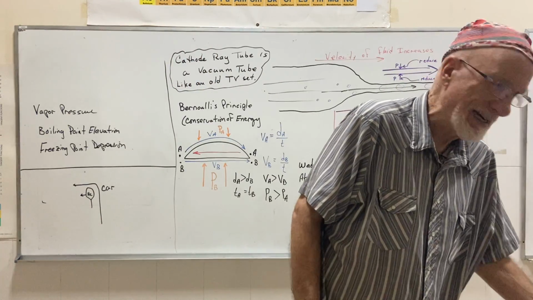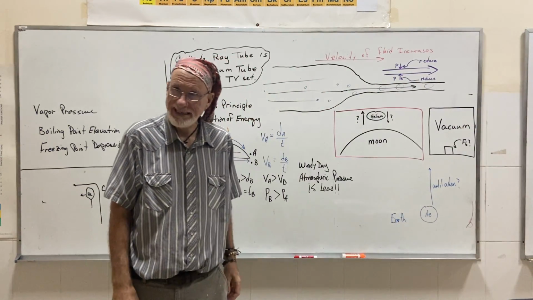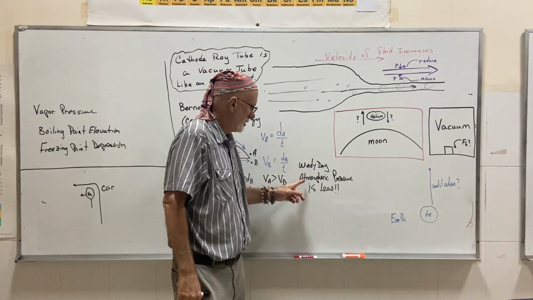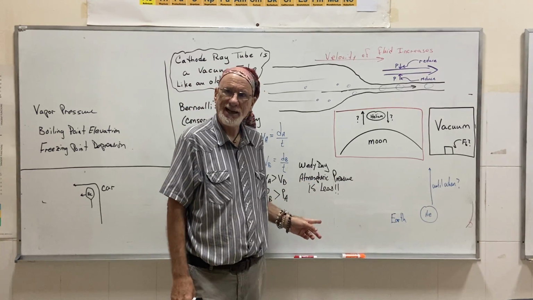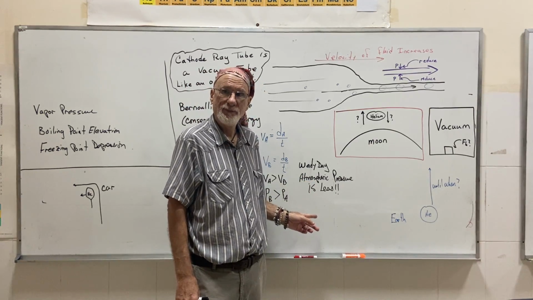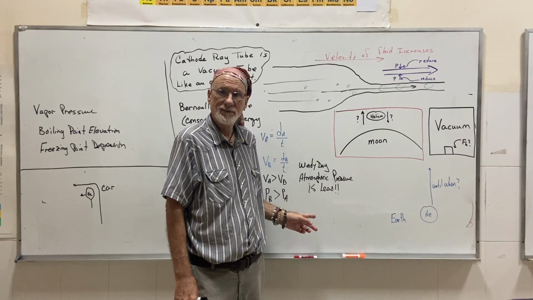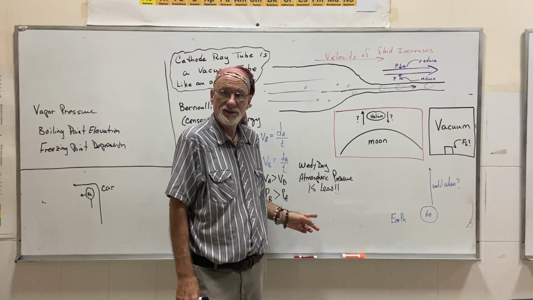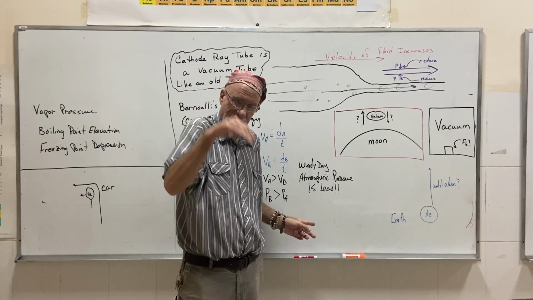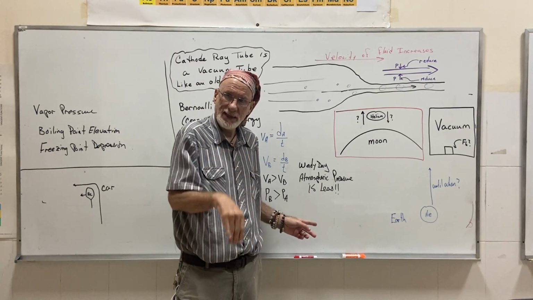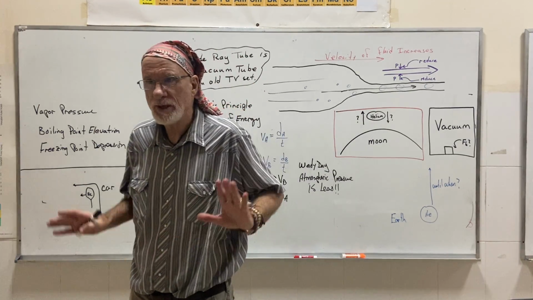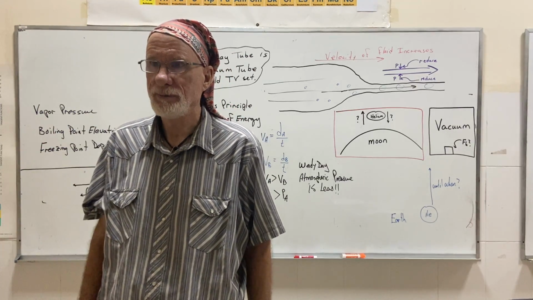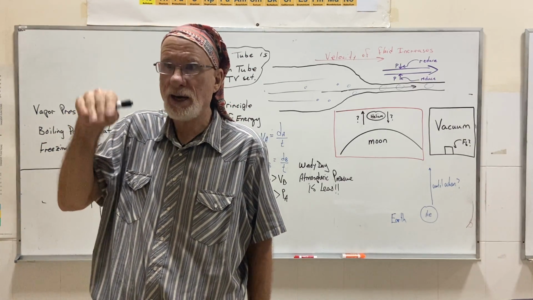Therefore, on a windy day, atmospheric pressure is less. On a windy day, it's less. It is. On a windy day, the downward pressure is less. If the wind's blowing right at you, Mohammed, the pressure on you is less.